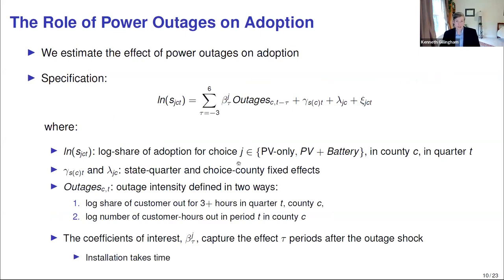There's a little bit of Greek in this slide, but let me give you in English what we're doing here. We're looking at the relationship between outages over time and the adoption of PV only and PV plus battery. So solar only or co-adoption. And we're looking at this across the entire country, and we have a whole bunch of controls for a variety of other things that could be confounding this estimation. So we're looking at the log of adoption here, over time since the outage occurs.